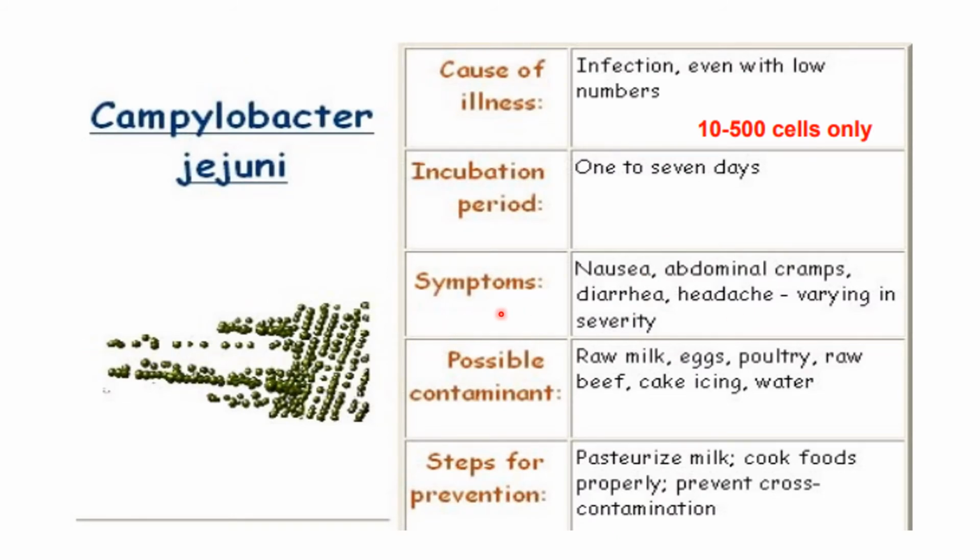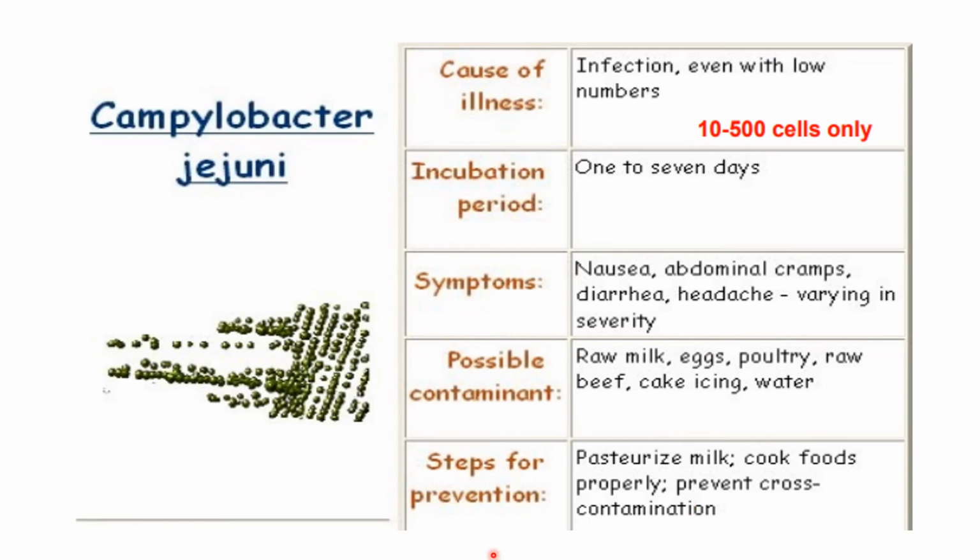So do take note that for Campylobacteriosis, specifically that caused by Campylobacter jejuni subspecies jejuni, very few cells are needed to cause illness, primarily only 10 to 500 cells. So be careful with contaminants. The incubation period is 1 to 7 days, so about a week. Then you would experience nausea, abdominal cramps, diarrhea, and headache, which vary in severity. Possible food articles that might have brought you Campylobacteriosis include raw milk, again, egg, poultry, raw beef, cake icing, and water.